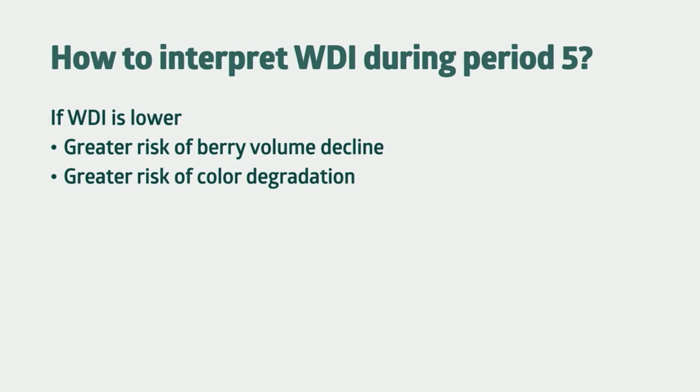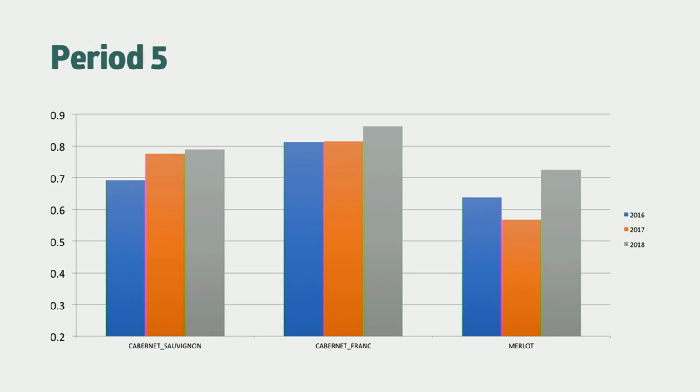Now, let's look at the last period. If the stress is higher, therefore if the water deficit index is lower, we know we are at risk of a greater berry volume decline and a greater risk of color degradation. Fortunately, as the climate indices were anticipating, we observed the lowest amount of water stress experienced by the plant. So you see all the indexes during period 3, 4, and 5 are pointing at the same thing. The fruit is not perceiving any stress signal from a water standpoint during the whole season.